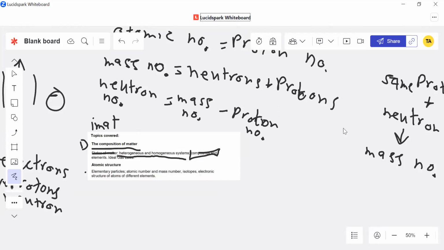And what else? Electronic structure of atoms and elements. This is a big topic. I don't think I can finish this in 3 minutes. If you want, I can send you my notes for this topic, but it can't be finished in 3 minutes. I only have 3 minutes left for the class. So if you want my notes, you can message me on Discord. I'll send you the notes.